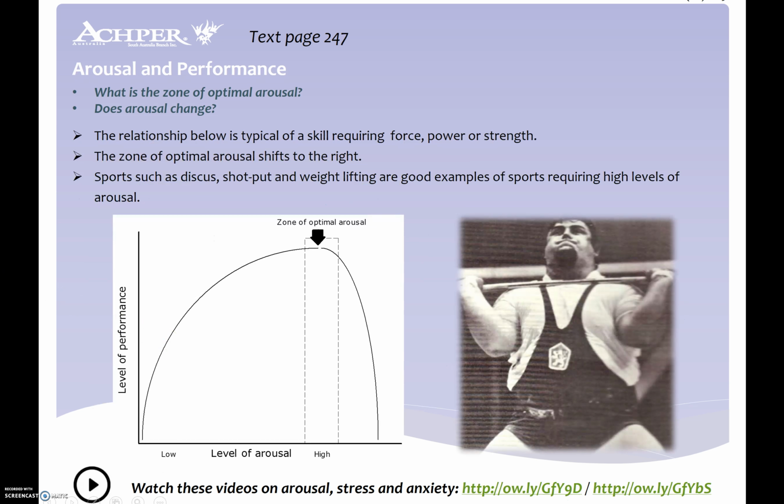Here we can see a high level of arousal. This might be a more gross movement, where, say, a weightlifter needs to be able to release all this force and strength, so they need a higher level of arousal, to be really pumped up and excited, to be able to have their optimum level of performance.